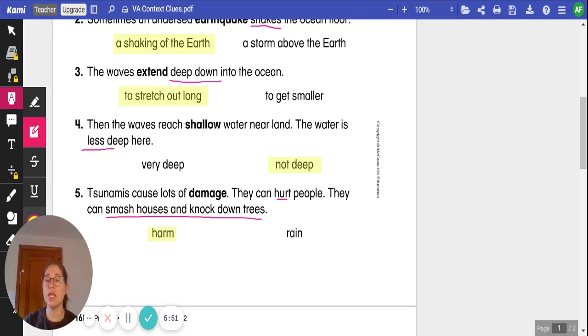And for number 5, damage means harm. And I know that because in the 2 sentences after the word damage is the word hurt, is the word smash, is the word knock. It's talking about all the bad things that tsunamis can do. So we know that means harm.